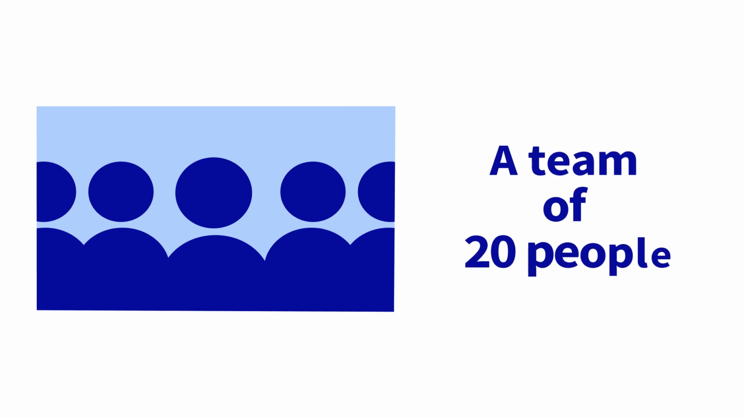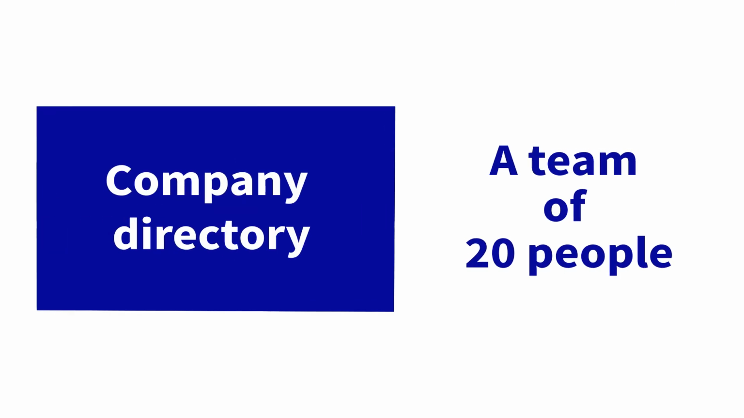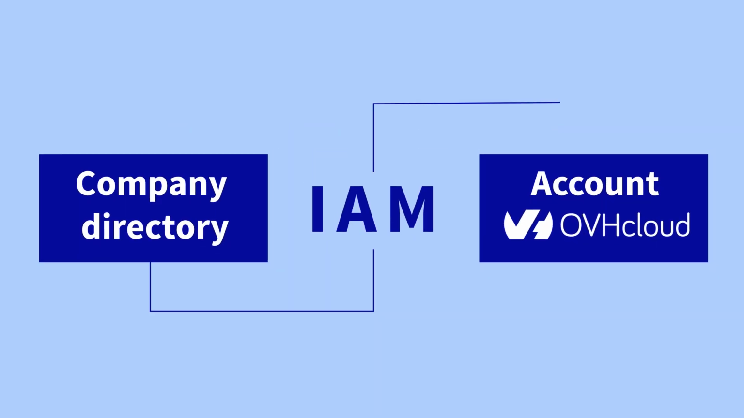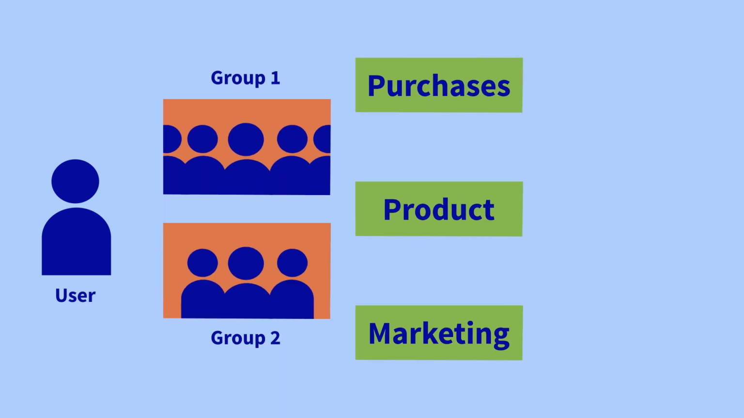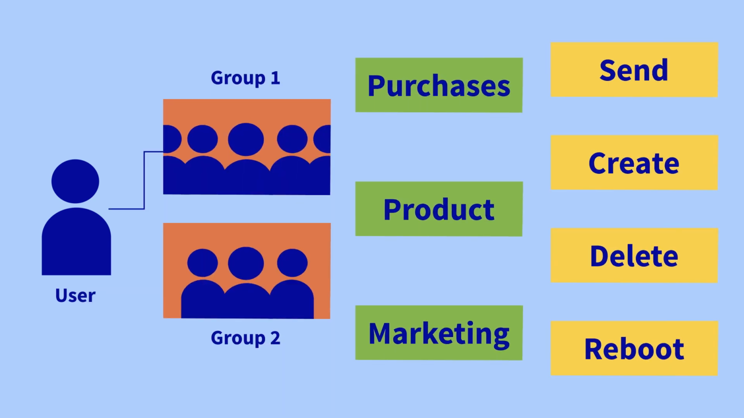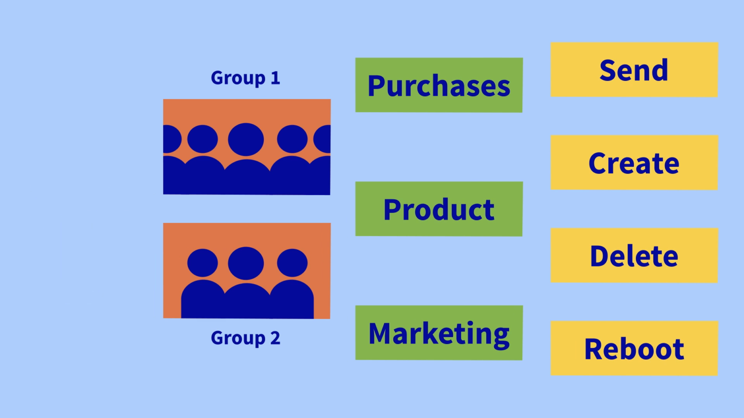Pauline now has a team of 20 people and has set up a company directory where her employees are registered. IAM enables the connection between this directory and the OVHcloud account. This will enable it to associate users with groups, which in turn are associated with resources and actions. For example, you can group a range of employee rights into a single action, or you can remove all employee rights when an employee leaves the company.